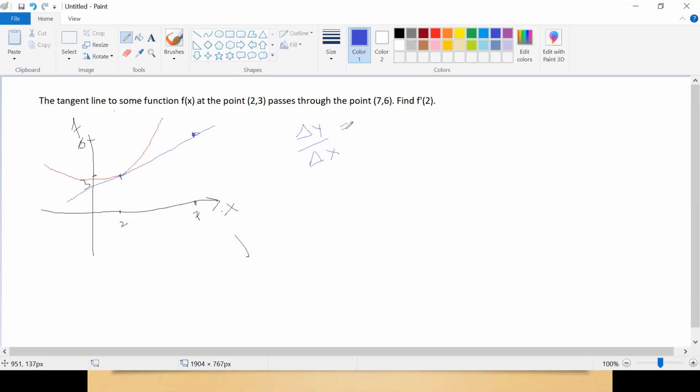So delta y would be 6 minus 3, which is 3, right? And delta x would be 7 minus 2, which is 5. So the slope at this point would be 3 over 5, right? So that's what I'm asking you to do. I just wanted to know whether you guys can understand.